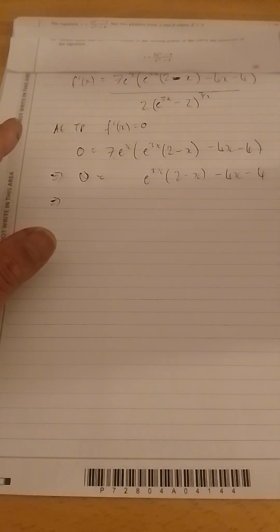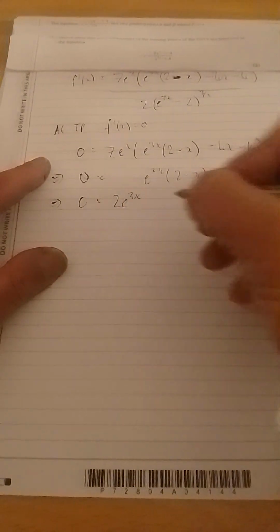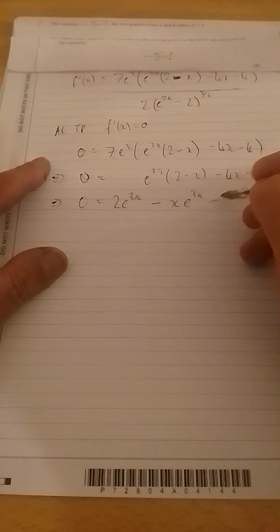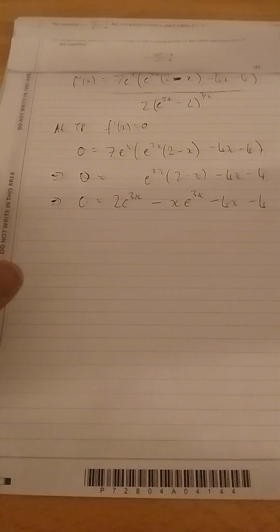So we're going to write out 0 is equal to 2e^(3x) - xe^(3x) - 4x - 4. Okay? And what we'll do is bring the terms that don't contain x to one side and the other ones to the other side, and then we can factorize out x.